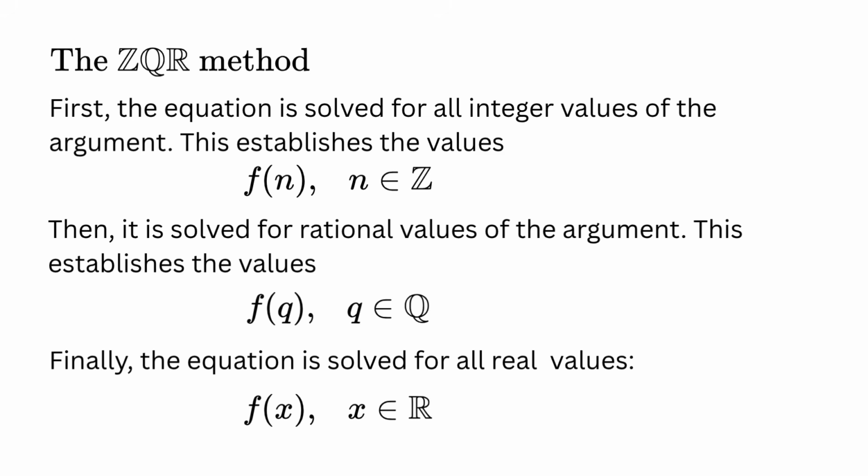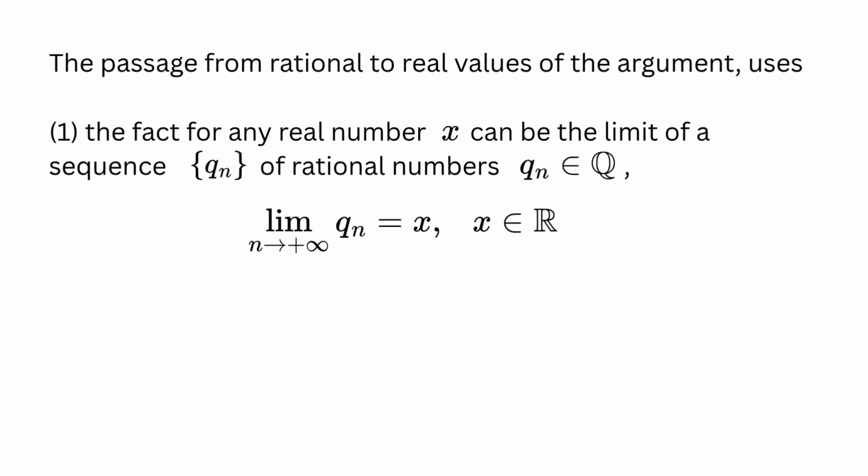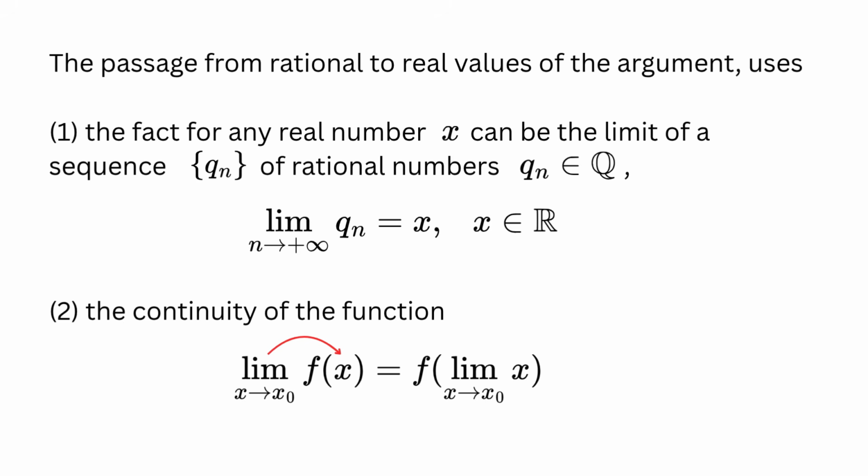It should be mentioned that Efthimiou called the method NQR and not ZQR, since often the domain of the function does not include negative numbers. However, for the first two Cauchy equations, the domain includes the entire set of real numbers, and hence I opted for ZQR. The passage from the second to the third stage makes use of two important facts. The first fact is that any real number can be represented as the limit of a sequence of rational numbers. The second fact is that the continuity of a function allows the exchange of the limit and the operation of the function. We are ready now to work out the solution of Cauchy's equation using the first method.